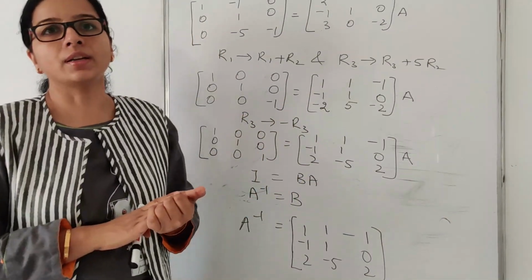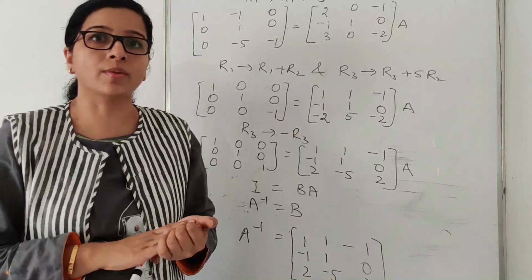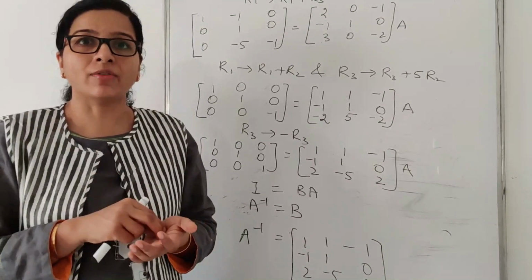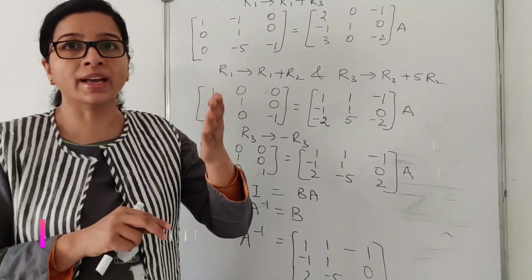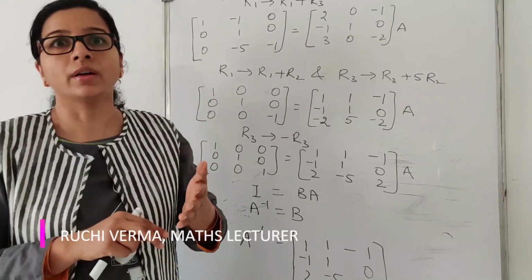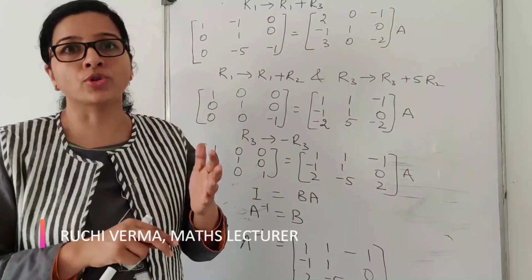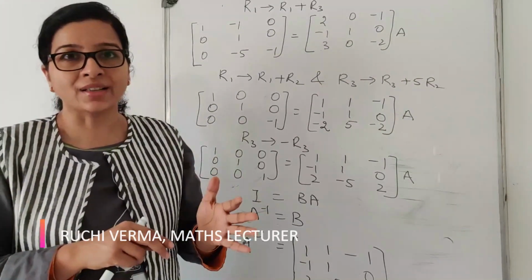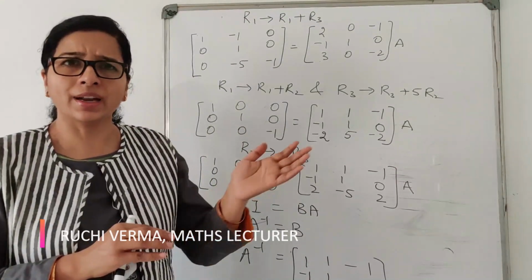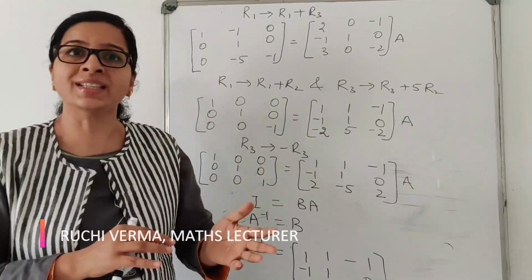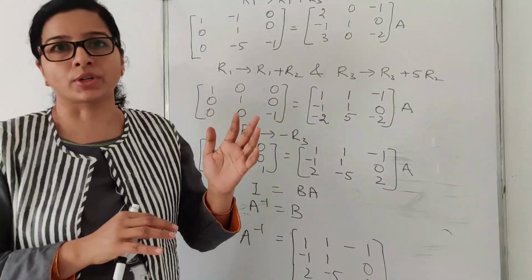Basically, what we have done in finding the inverse of a 3 cross 3 matrix: first of all, your A11 element should be 1. After that, all the elements of column 1, leaving A11, you should make 0. Once that is done, then make your A22 equal to 1, and accordingly all the elements will fall in place, and then you can apply your other operations.